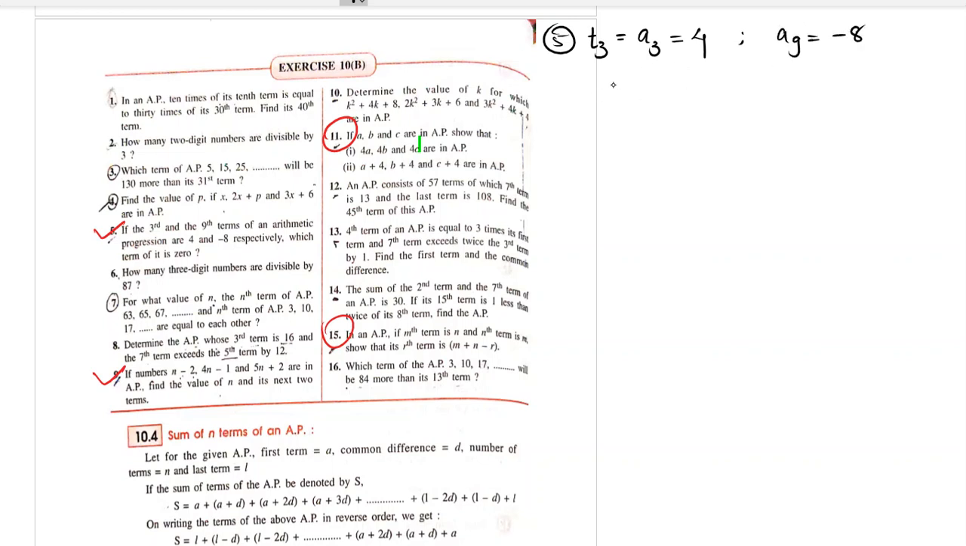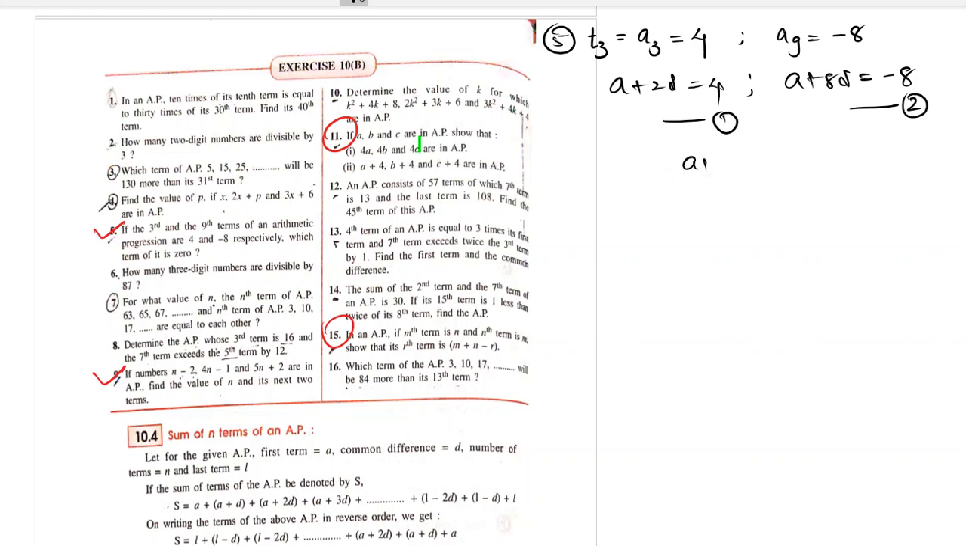Right, so third term is 4. We can write it as a plus 2d is equal to 4, and a plus 8d, ninth term is a plus 8d is equal to minus 8. Now a plus 2d is 4, this is equation 1. A plus 8d is minus 8, equation number 2. Now what we'll do is we'll solve equation 1 and 2. How we'll solve equation 1 and 2? We will simply subtract them.